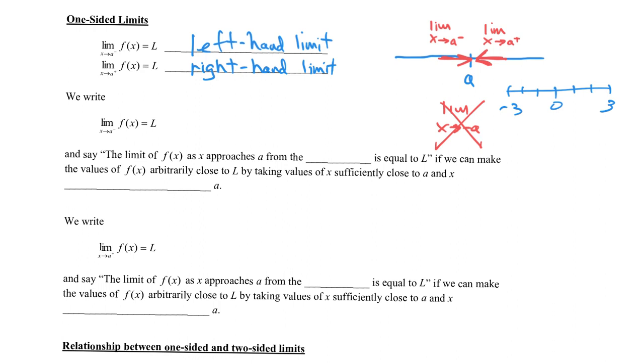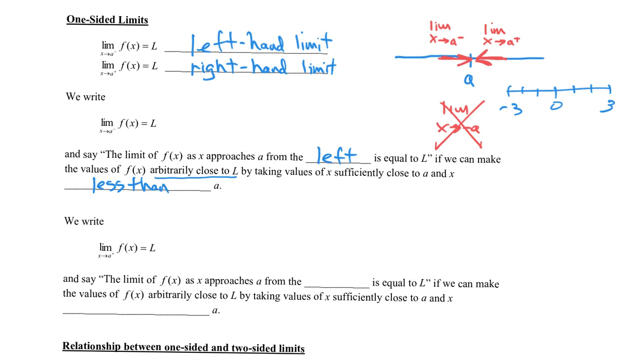So that's where the name comes from. And then this is going to be very familiar. This notation here, the way we write this, the limit as x approaches a from the left of f of x equals L. We say the limit of f of x as x approaches a from the left is equal to L if we can make the values of f of x arbitrarily close to L, which means, again, as close as we want, by taking values of x sufficiently close to a and x less than a.